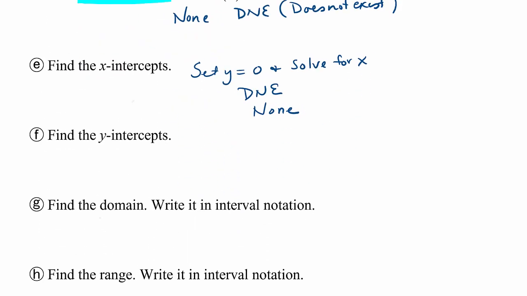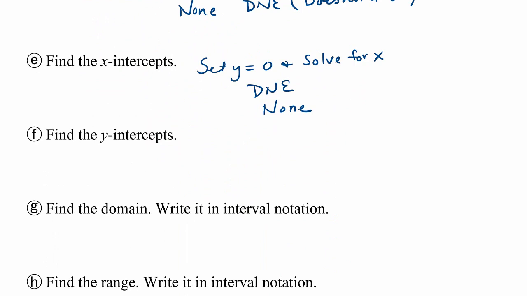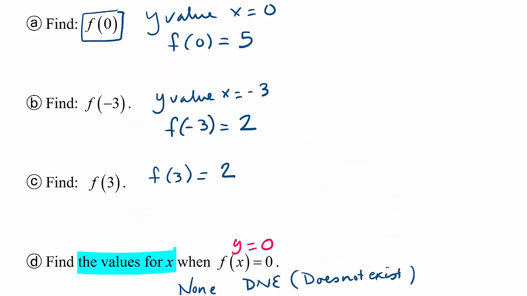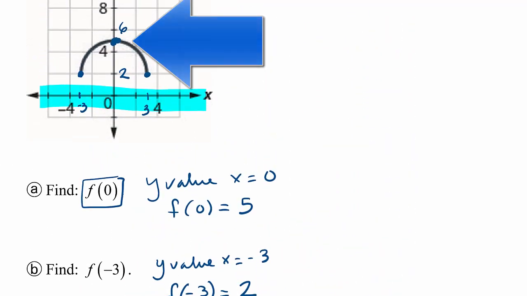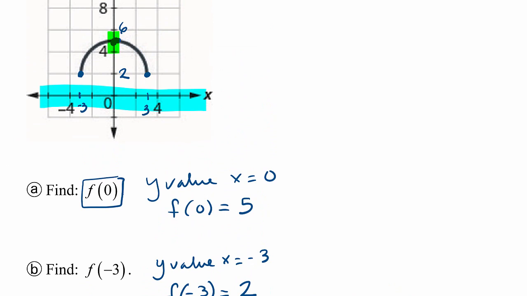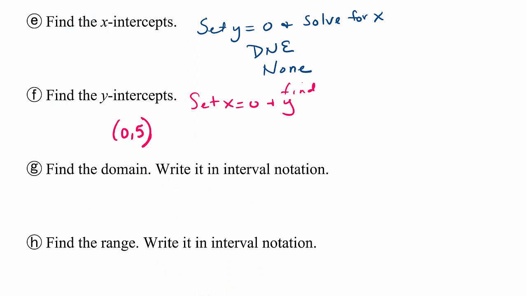Next, find the y-intercepts. Let's go look at the graph. This is now asking us to set x to 0 and find y, right? So we're going to look at the y-axis on our graph. Here's the graph. Ah, it's right there, isn't it? This point again. So our y-intercept is (0, 5). Let's write that down. So (0, 5) for the y-intercept. It's the only one.